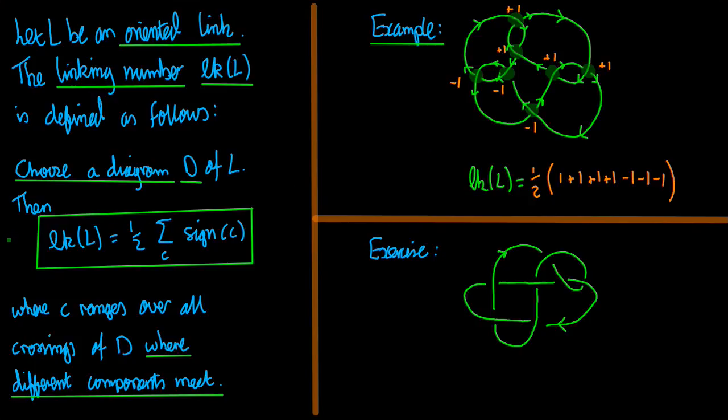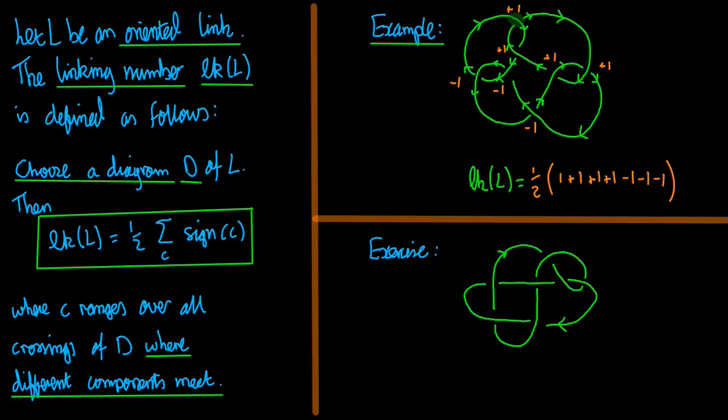But of course, I broke the rules. Why? Because I wasn't careful enough. The linking number is 1/2 of the sum of the signs, well, that's what I did, where C, the things we're summing over, ranges over all crossings of D where different components meet. So I need to go back to my picture and work out where the different components meet.